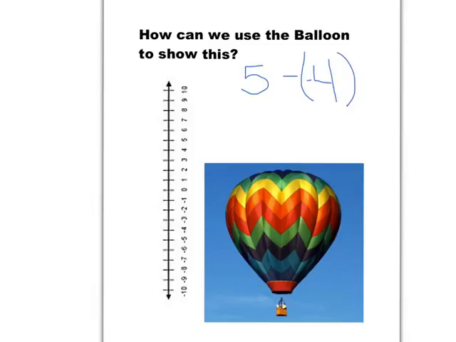So I have 5 minus negative 4. Without even thinking about KFC right now, let's just plot this on the number line. The balloon starts at 5, so I'm going to put my dot right at 5. And then I'm going to take away 4 bags of sand. If I take away 4 bags of sand, you should realize that the balloon is going to go up, right?